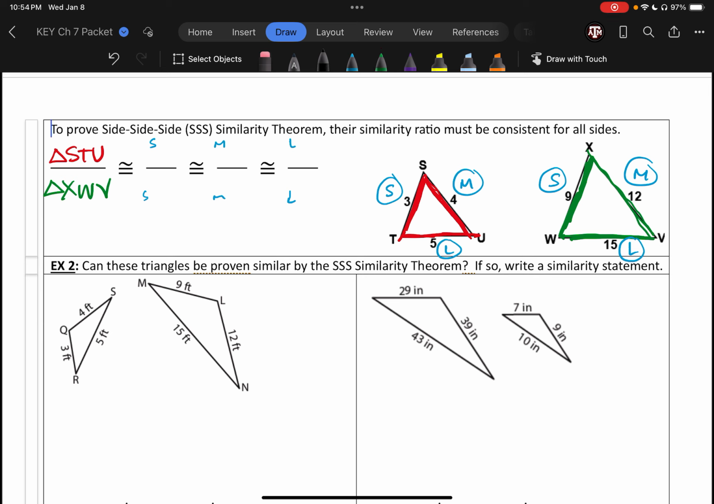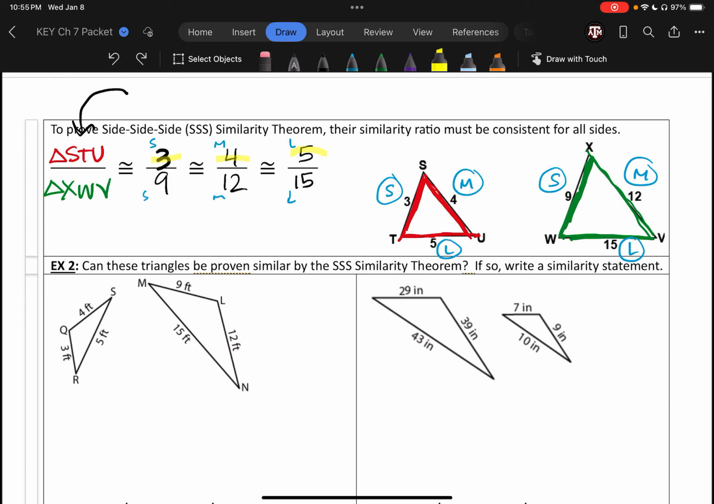So small over small, notice that we're putting the numbers from the red triangle on top. So I'm going to put the number from the red triangle on top for my small over small. This is going to give me 3 over 9. Medium over medium would be 4 over 12. Large over large would be 5 over 15, right? So this is what we mean by keep the same order. Notice that all of my numbers on the top here are coming from this triangle, right? I'm keeping that order consistent there.